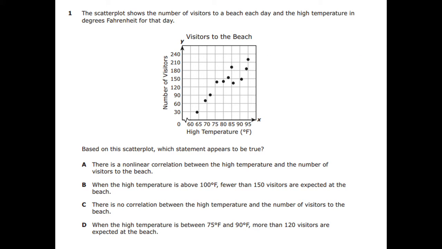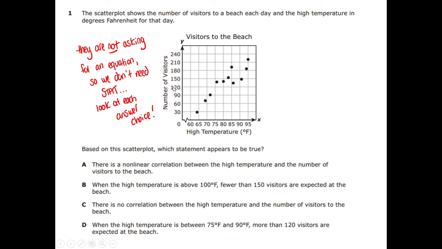Here is our first hint. Our first hint is they are not asking for an equation from this. We could write each one of these coordinates out and try to get an equation of this line or try to make a prediction, but none of these answer choices are asking us to make a prediction. So that means we just have to look at each answer choice, see what they're talking about, and rule each one out one at a time.